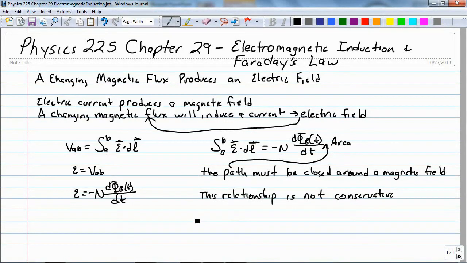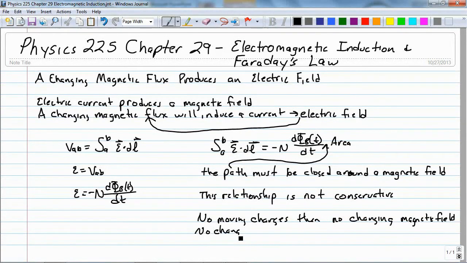And if we have no moving charges, then no changing magnetic field. And no changing magnetic field, then no moving charges.